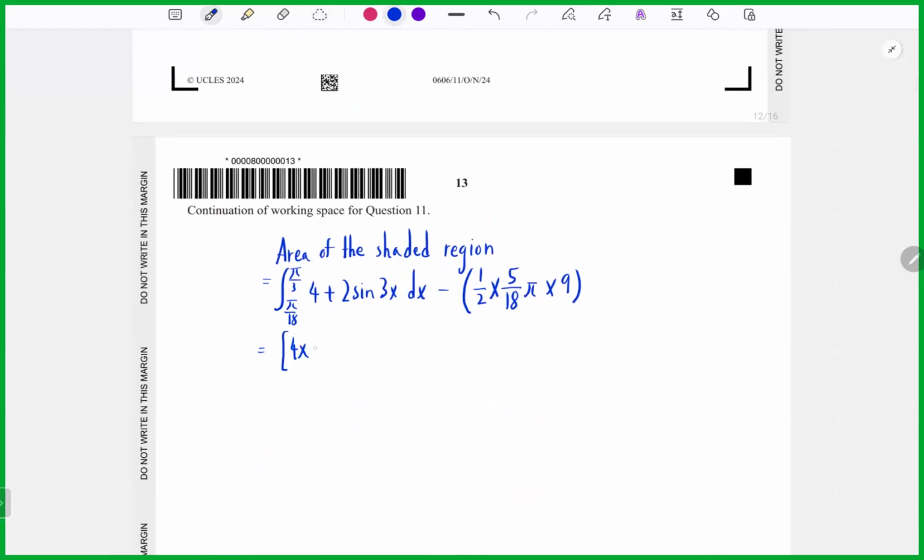Here 4x plus 2 brackets negative cos 3x over 3, pi over 3 to pi over 18. So you will get the answer here.